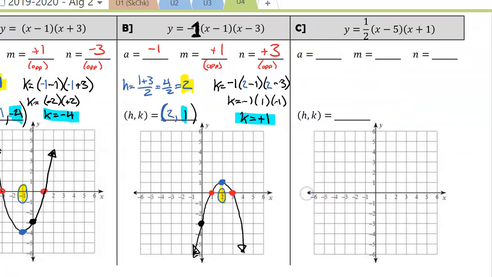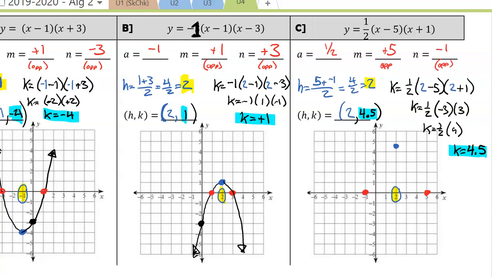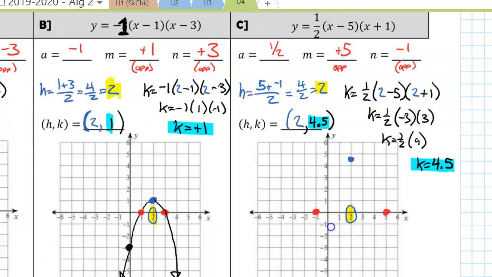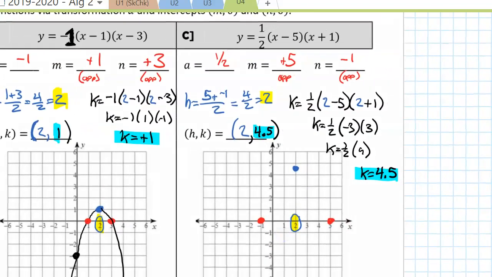Just because there's a fractional a value in front doesn't change it. The only thing that's going to matter is maybe our k value, the math may look a little bit awkward. So let's go ahead and take a look at this real quick. So here is all the math on this. Graphing our intercepts of 5 and -1, we find h is equal to +2.